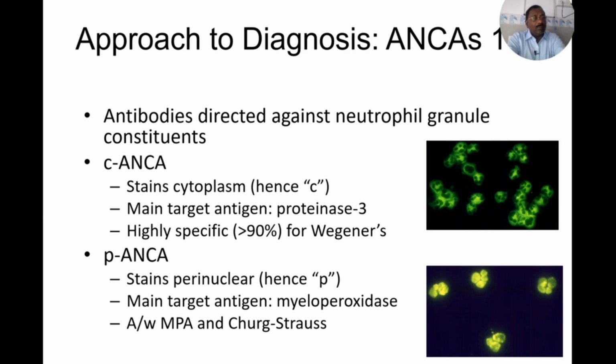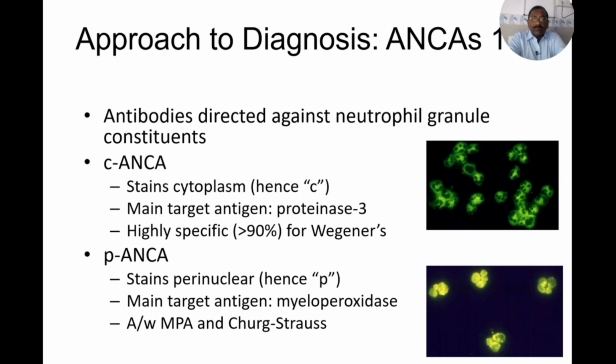This is the C ANCA and the P ANCA. So antibodies directed against the neutrophil granule constituents. C is the cytoplasm. Hence C stands for cytoplasm. The main target antigen here is proteinase 3, highly specific for Wegener's. So C ANCA is highly positive for Wegener's granulomatosis. Here C stands for the cytoplasm, and the main target antigen is proteinase 3.